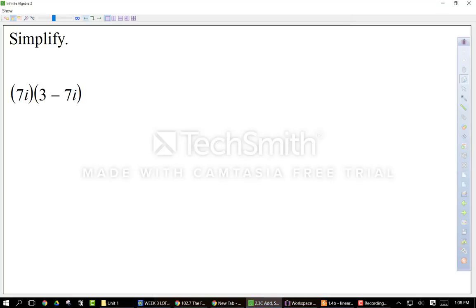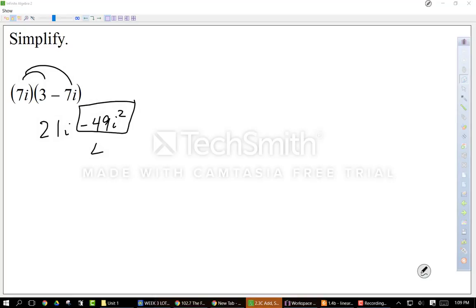This is going to be the last example for this video, and it's just a monomial and a binomial. So all we're doing is distributing. 7i times 3 is 21i. 7i times negative 7i is minus 49i squared. Again, this turns into a positive 49 plus the 21i from the first multiplication step. And because now it is written as a plus bi, I am now done.